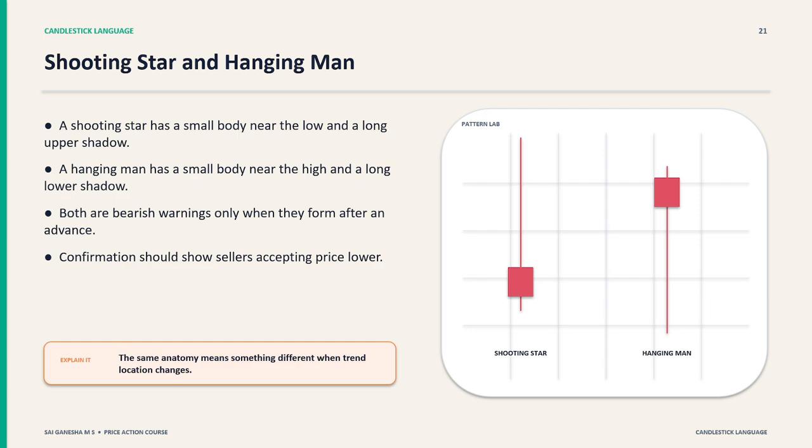So that's it for this video. We learned that a doji and spinning top show balance or indecision, but they don't automatically create a reversal. We also covered the hammer, inverted hammer, shooting star, and hanging man. The main point to remember is that a simple candle shape can have a completely different meaning depending on where it forms. In the next video, we'll look at multi-candle patterns such as bullish and bearish engulfing patterns, morning star and evening star.